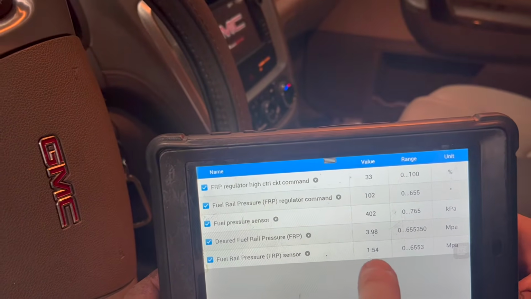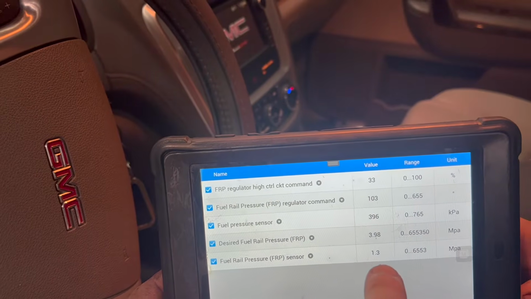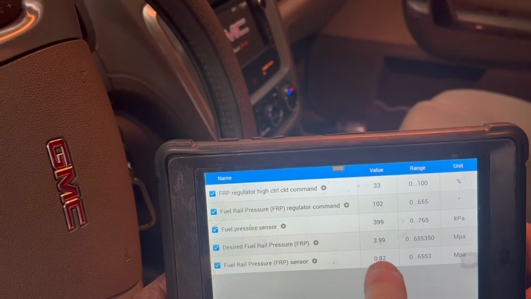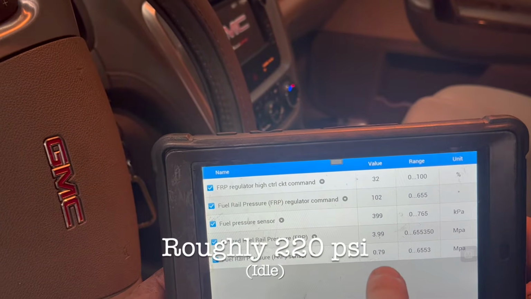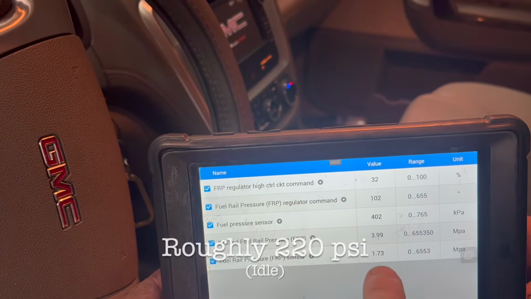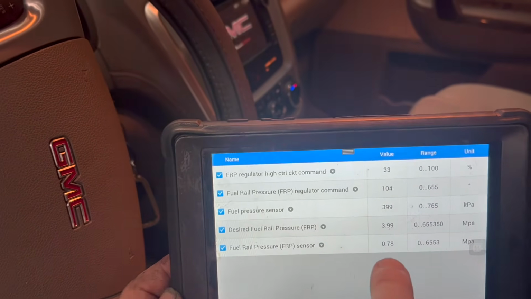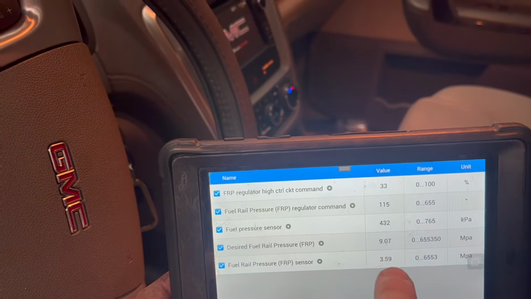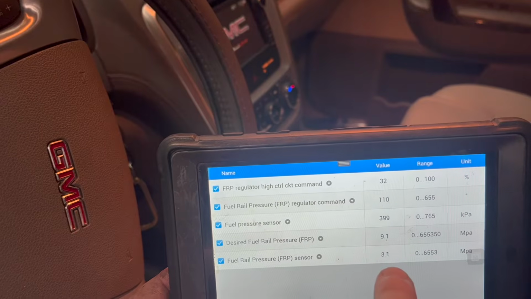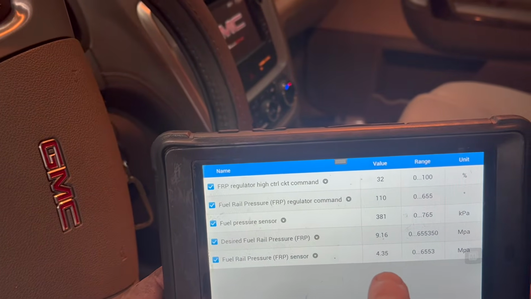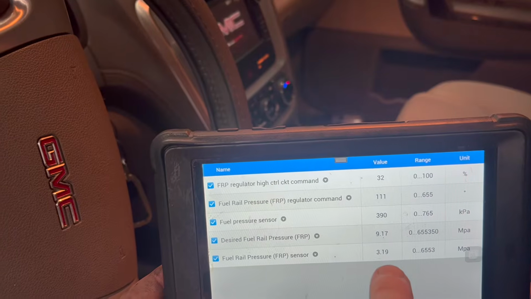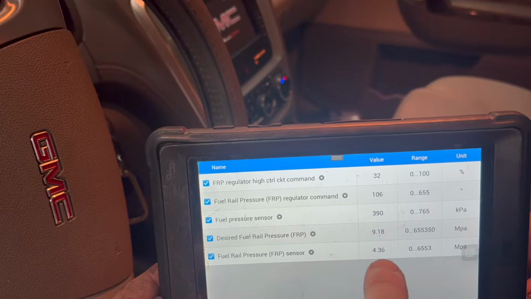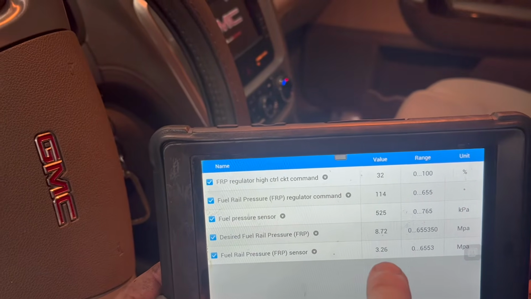So you can see it's wanting about 4, and it's kind of bouncing around between 1 and 2. So it's about half of what it actually wants it to be. Rev it up some. So it's always looking like it's about half at best. So I'm thinking we have a high pressure fuel pump issue at this point. So let's go take a look at that.